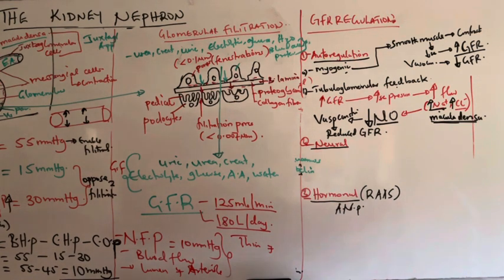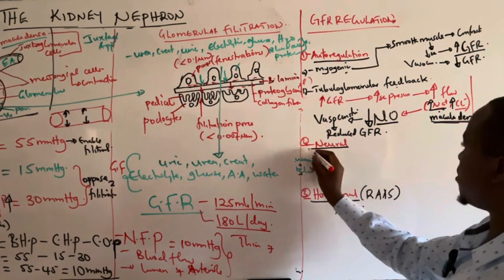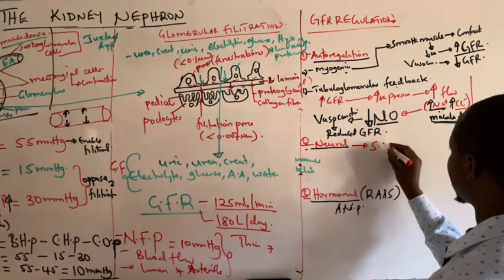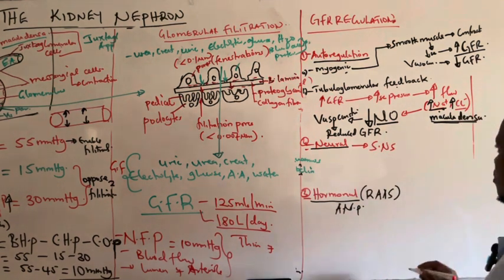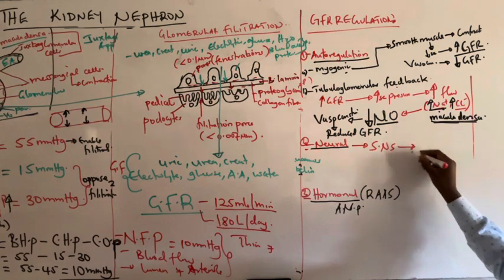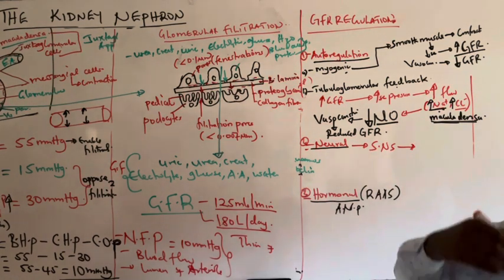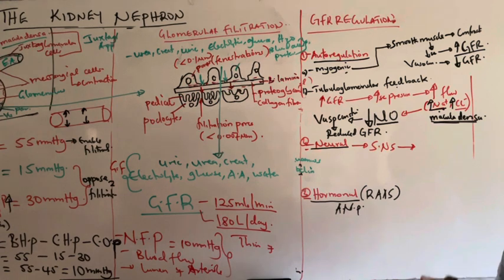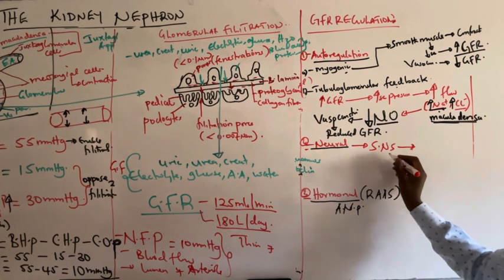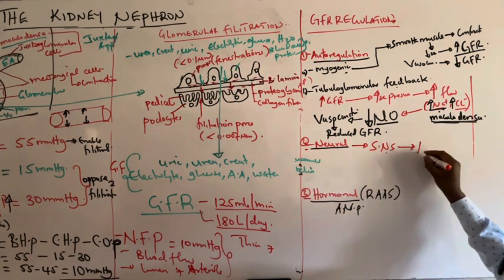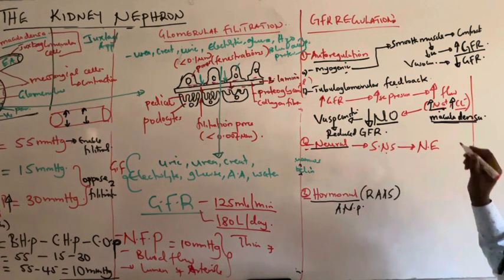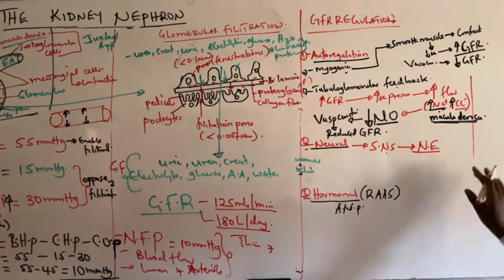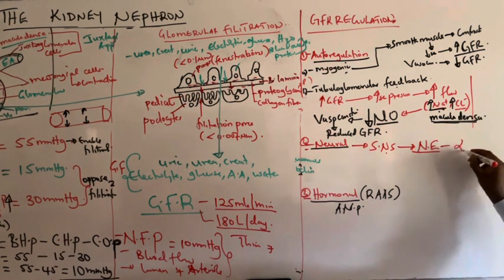Then neuroregulation, the second one, is done by the sympathetic nervous system. During active exercise, the sympathetic nervous system releases its neurotransmitter norepinephrine, and this norepinephrine acts via alpha-1 receptors.